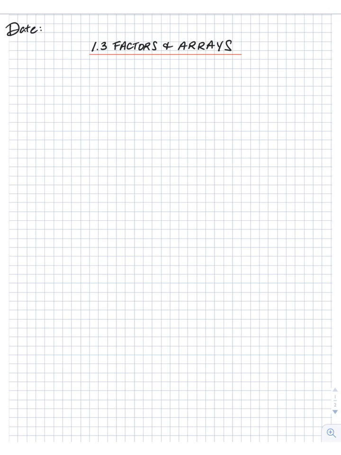So please jot down what you see on the page. Anything that I have written in black, you should be using pencil for. So please write down today's date at the top left-hand corner of the page, as well as the title underlined with the ruler, 1.3 Factors and Arrays.